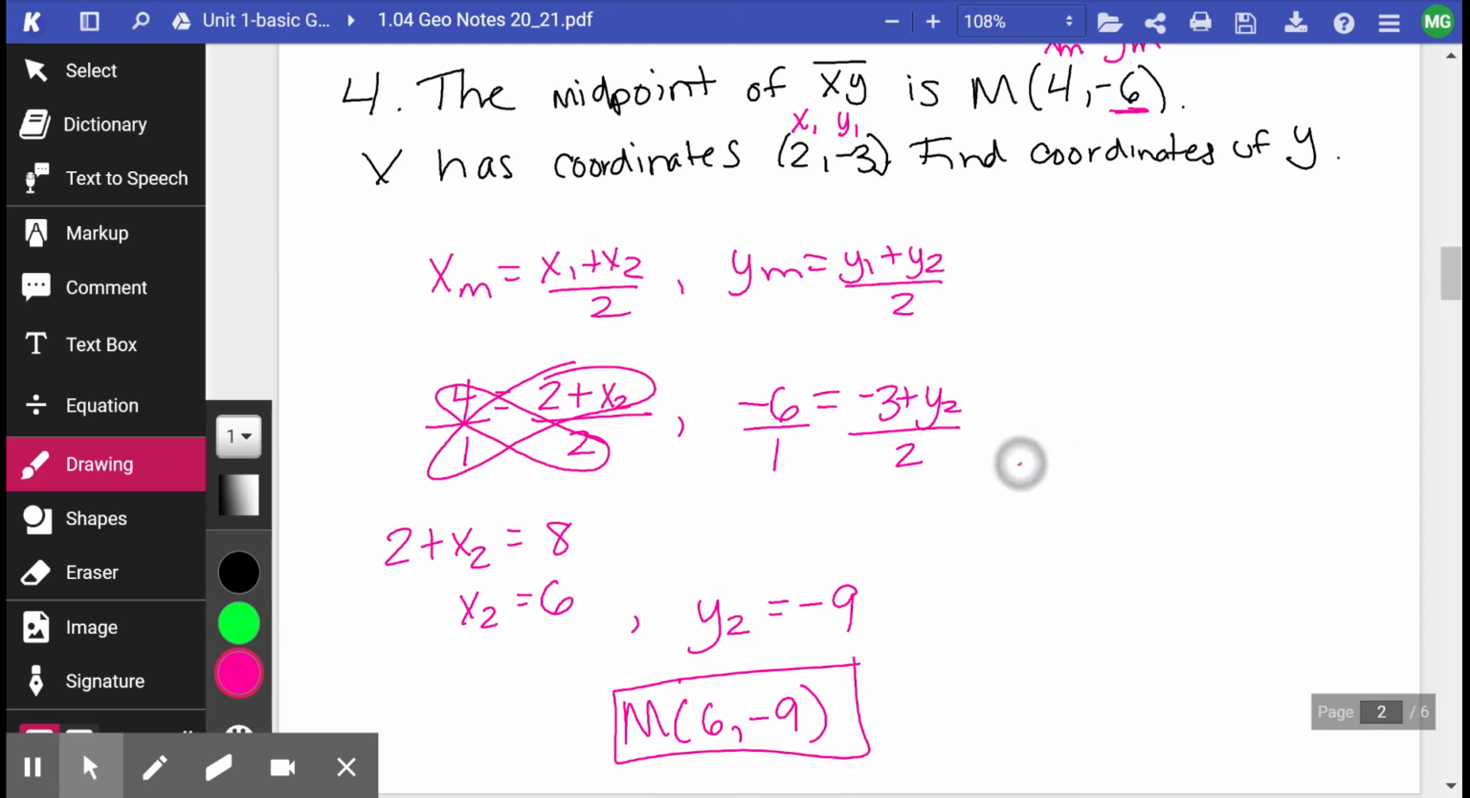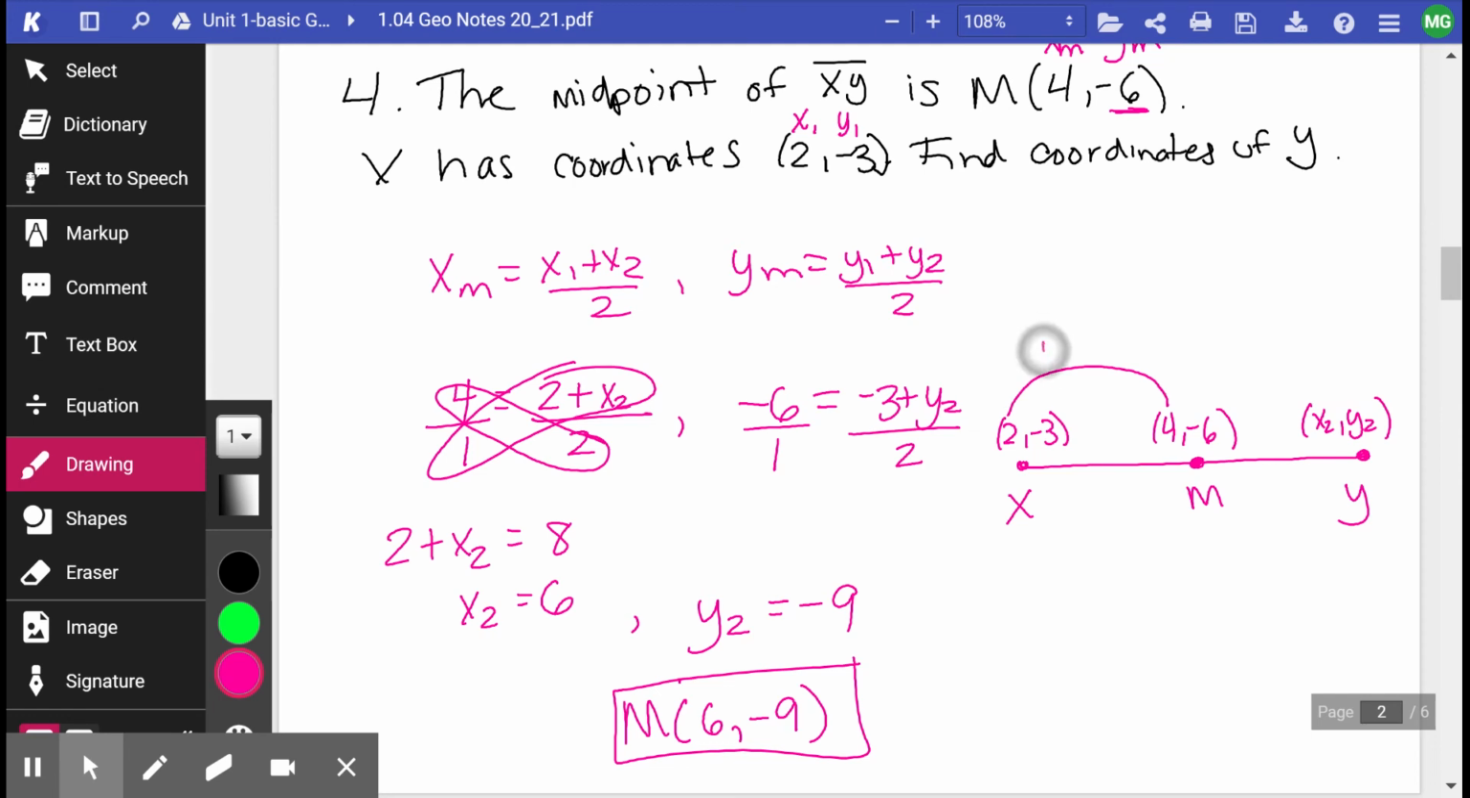Now, another quick way, and I want you guys doing this algebraically in this course, but there is a nice quick way to check that I'll show you as well. So M is 4, -6, X is 2, -3, and we're looking for our x sub 2, y sub 2. So here we're going to say, okay, well, to get from 2 to 4, what do I add? 2. So to get from 4 to the x sub 2, I'm going to add 2 again. So 4 plus 2 gives me 6.